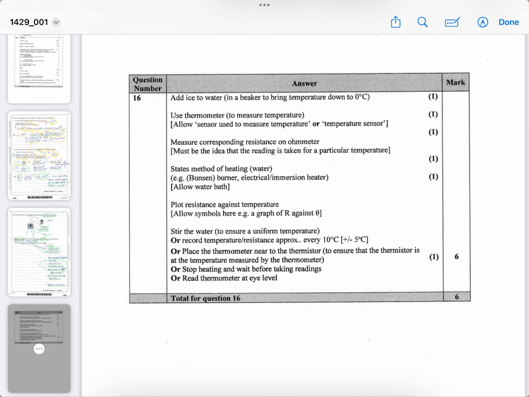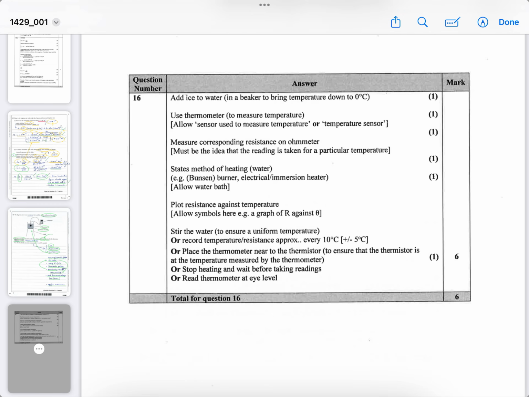They give you 1 mark for adding ice to water. Yeah. And they're saying bring the temperature down to 0 degrees initially, I think. Use a thermometer. Yeah. You can use a temperature sensor instead if you want to use a data logger, for example. Measure the corresponding resistance on an ohm meter. Yes, I think they had the ohm meter in the circuit diagram. I didn't draw your attention to it. We'll have a look in a minute.